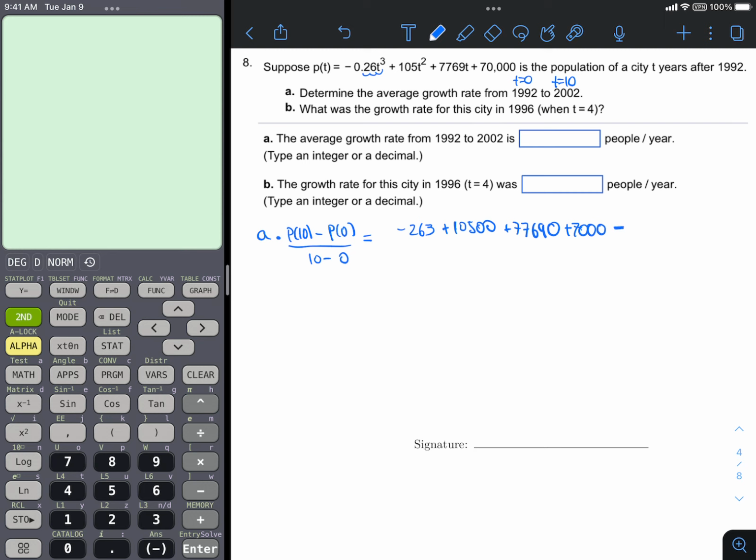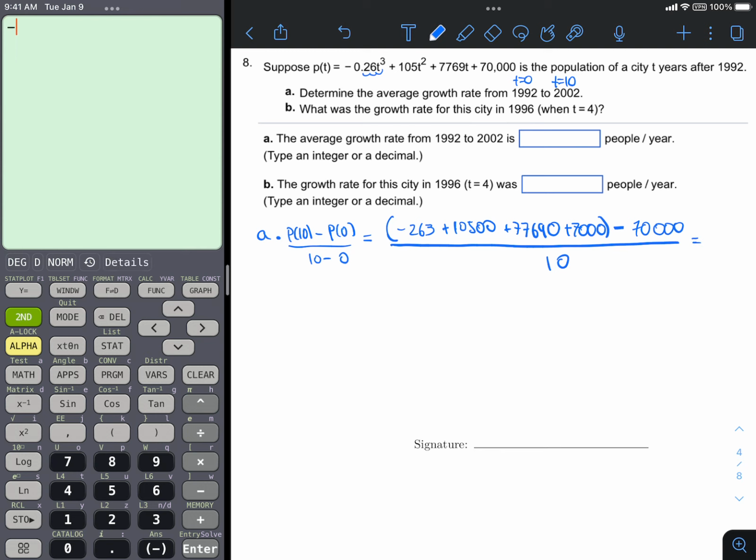You subtract that, so all of that is just p of 10. You subtract that by p of 0. P of 0 is very easy to calculate because t is 0, so all of that equals 0. So that's 70,000, which means those two are going to cancel out. I'm going to divide that by 10. So that's what I'll plug into my calculator.